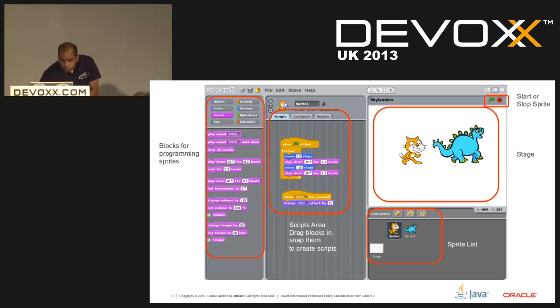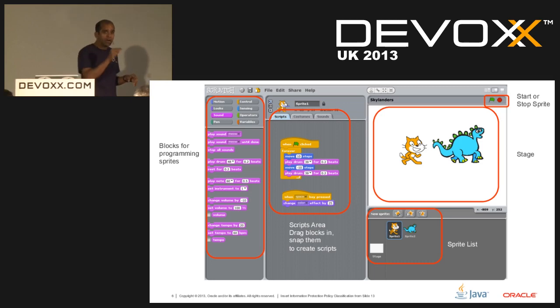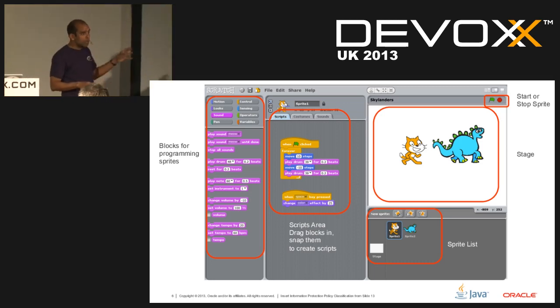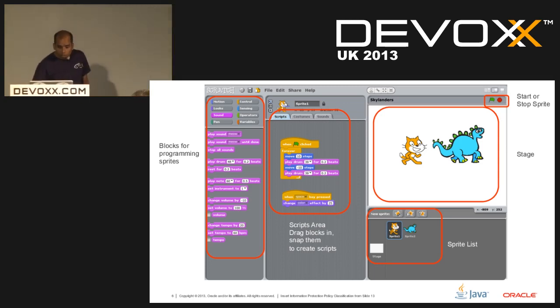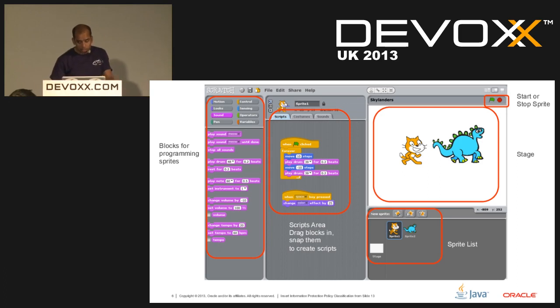And on the top here, for example, you can see there is motion, looks, sound, pen, there are different categories. So they just look at the category, and it shows all the blocks that are available, drag and drop, attach them together, and run. Now this is where you drag and drop the blocks. These are your different sprites. These are your different characters.